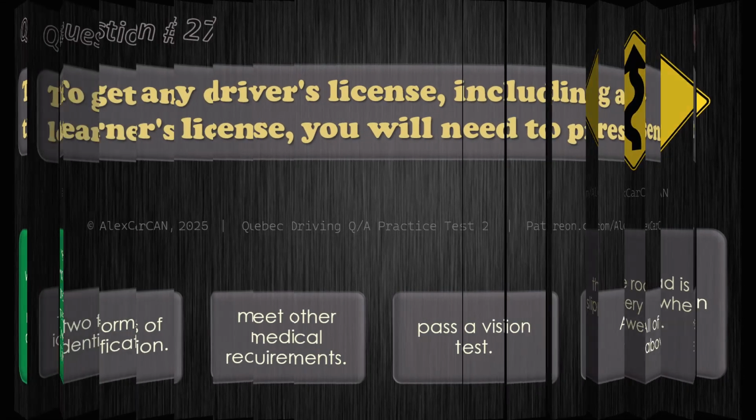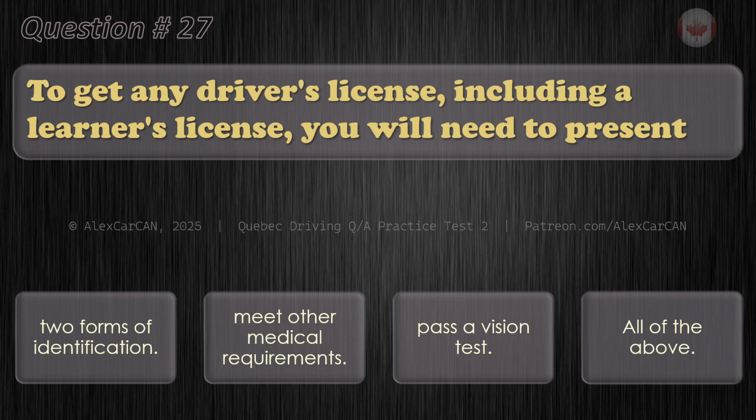Question number 27. To get any driver's license, including a learner's license, you will need to present 2 forms of identification. Meet other medical requirements. Pass a vision test. All of the above. The correct answer is all of the above.